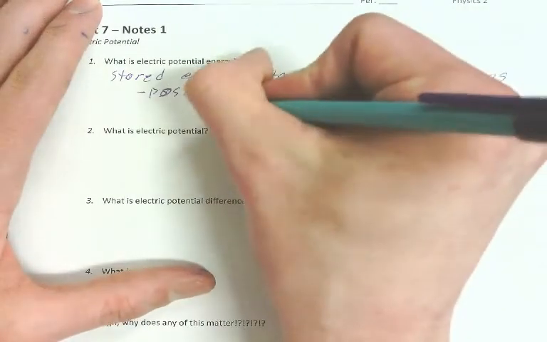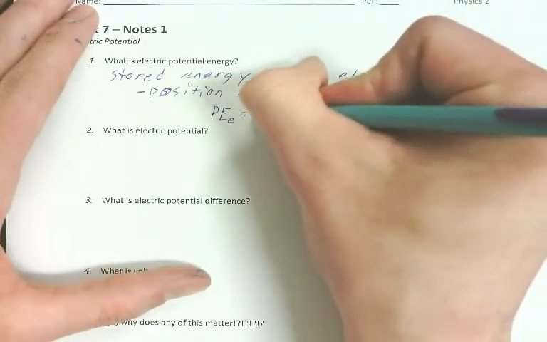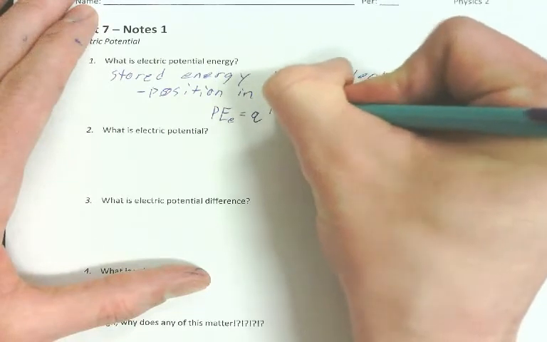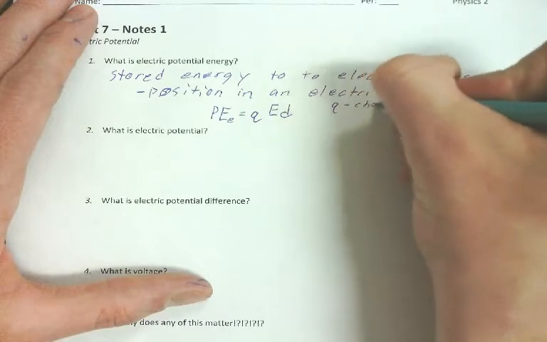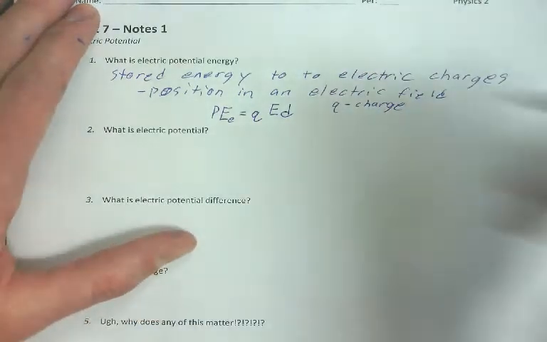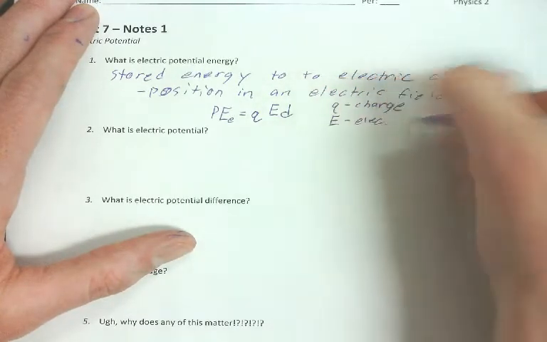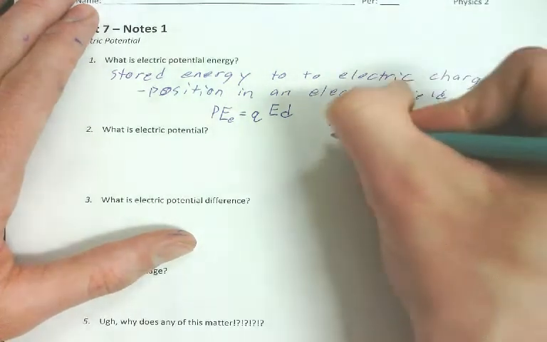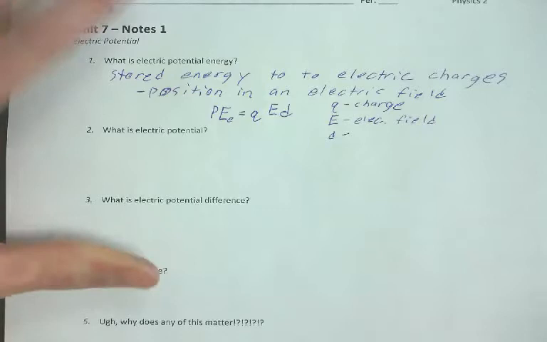energy. So electric potential energy is equal to QED. So Q is the charge that feels the energy, that has the energy. E is the electric field it's in. And D is like the distance. The easiest way to describe D is it's the distance away from the source of the field.